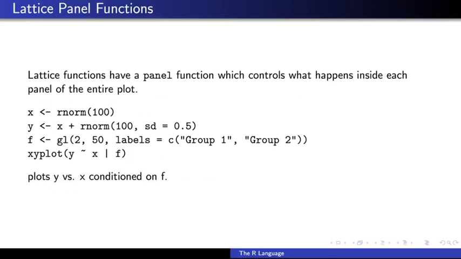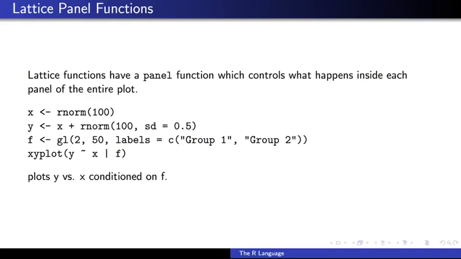Lattice functions also have a critical feature called the panel function. When you condition on a factor variable in the formula, there's going to be a separate panel created for each level of the factor. For example, if you're conditioning on a factor variable that encodes gender and it has two levels, male and female, then you're going to have a plot that has two panels, one panel for males, another panel for females. And the panel function controls what happens inside each of these panels for the entire plot.